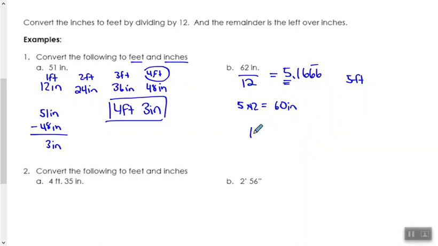And if I take a look here, I have 62 inches. If I subtract that 60, I see that I have 2 inches left over. Now, you don't really have to show this step on your work. I am just writing it out to be very clear here what I am doing. So 62 minus 60, I get 2 inches. So I have 5 full feet and 2 inches left over.